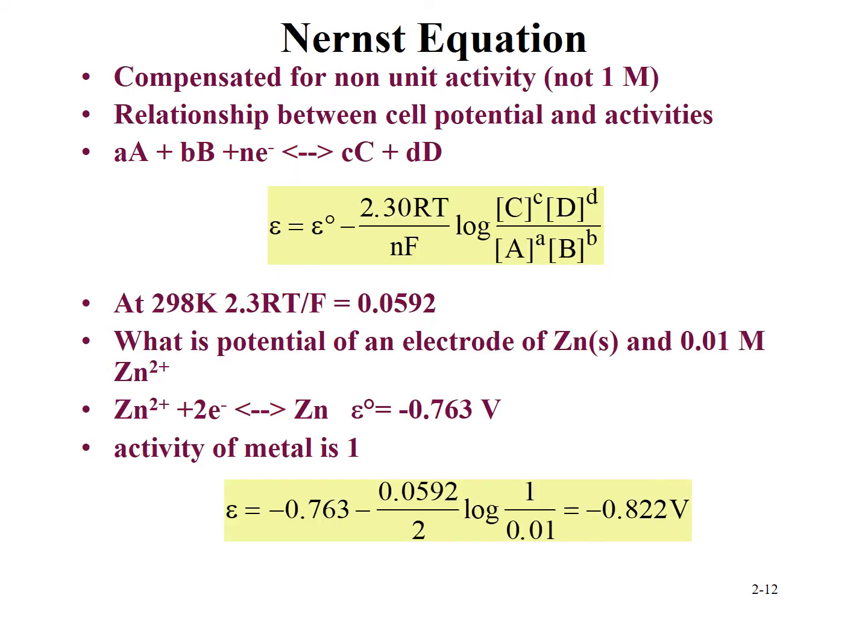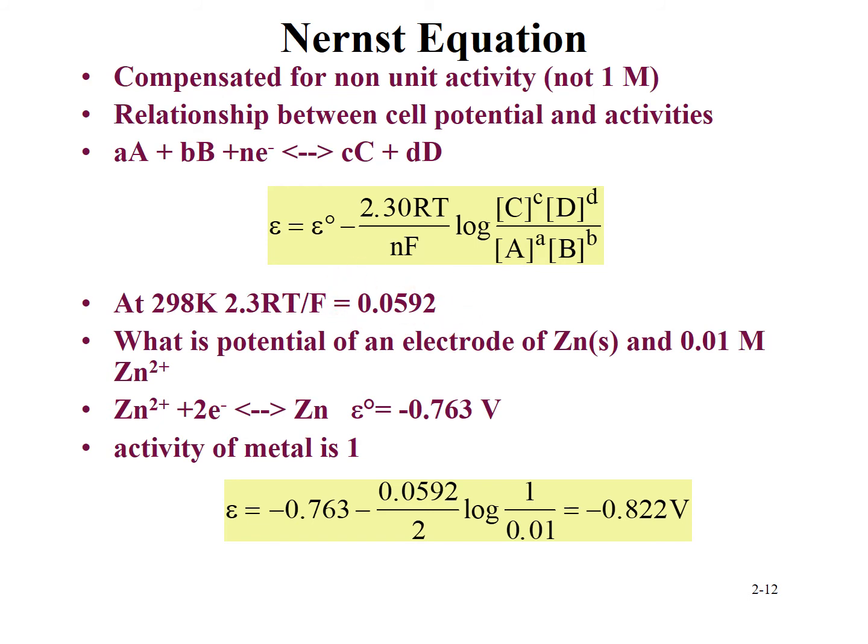Now, if one is not at unit activity, so not 1 molar, you could use the Nernst equation to determine the potential at the given conditions. So using the standard potential minus these terms R, T, n, F, and then your equilibrium conditions, you can use this to determine potential. So as an example, at a given temperature, RT divided by F, this value is listed here.